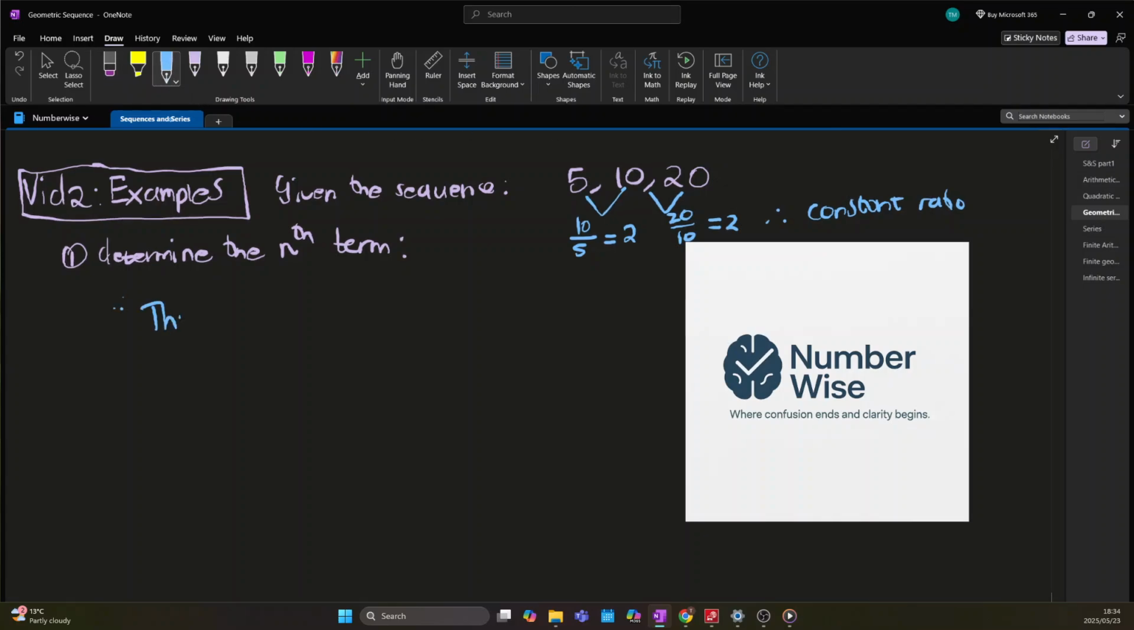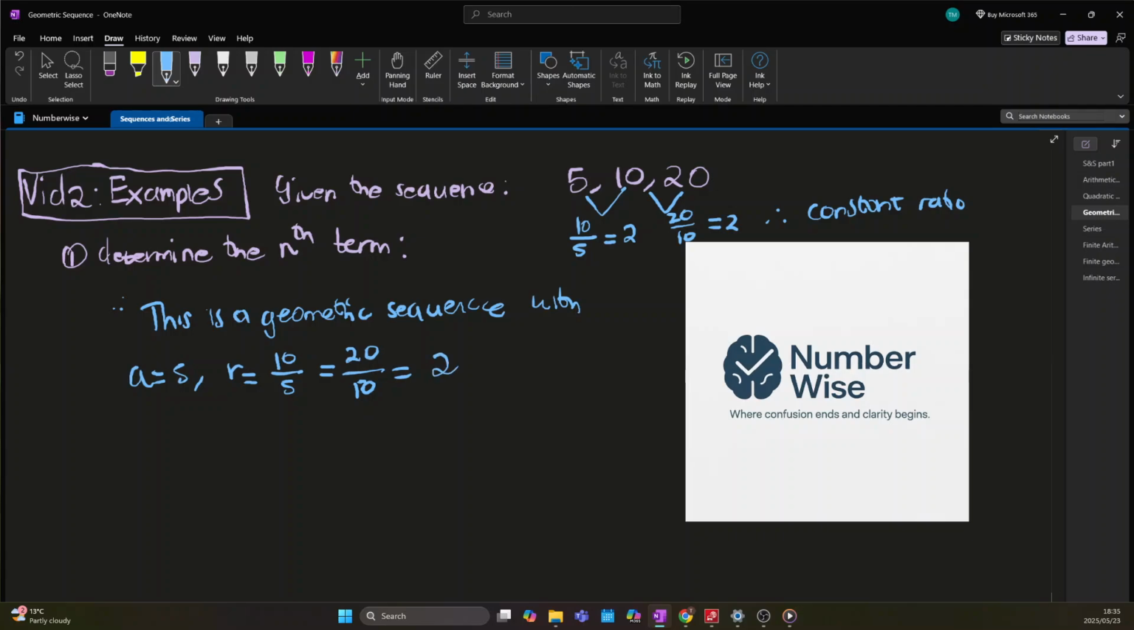Therefore this is a geometric sequence with a equals 5, r equals 10/5, which is equal to 20/10, which is equal to 2. Therefore the nth term is equal to ar^(n-1), which is equal to the first term multiplied by r^(n-1).